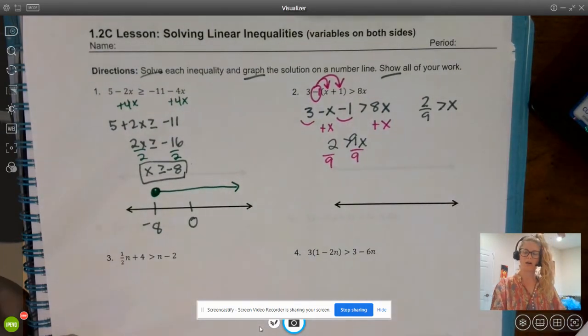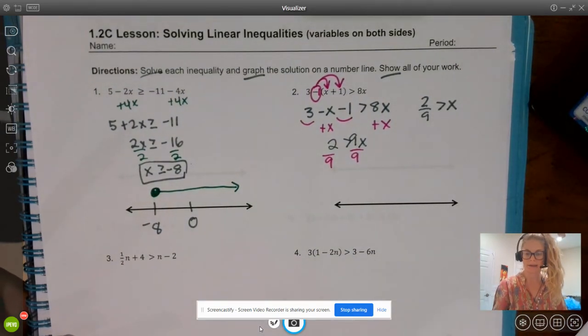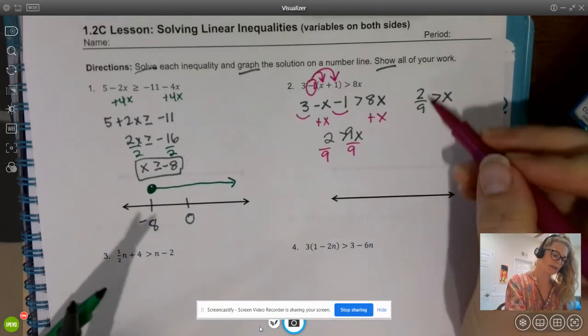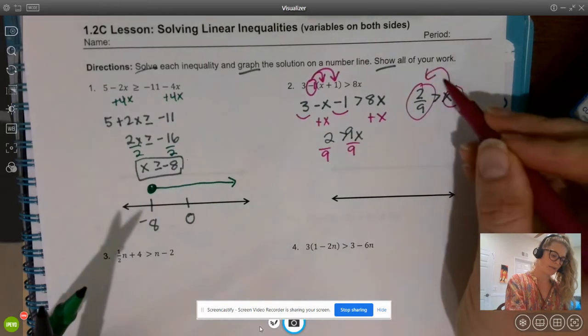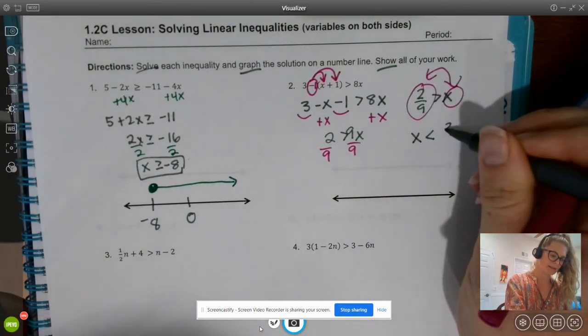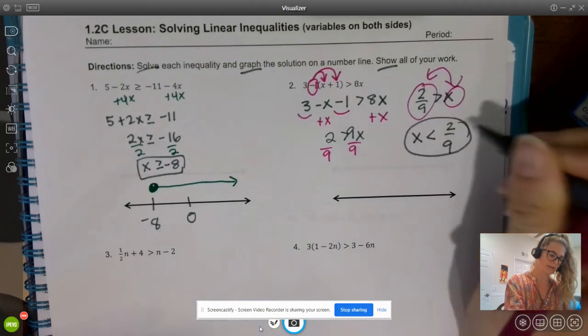So we are interested in what x is being related to, not just 2/9. So from here, what I'm going to do is switch the sides. And when I do that, remember, I need to flip the symbol. So this means x is less than 2/9 is my final answer.